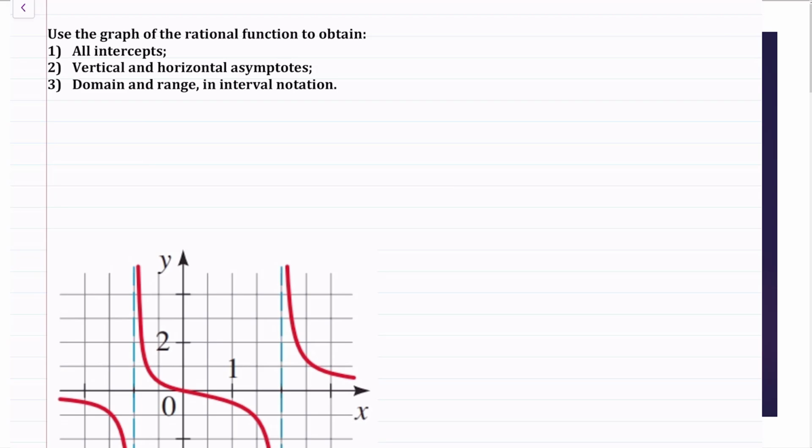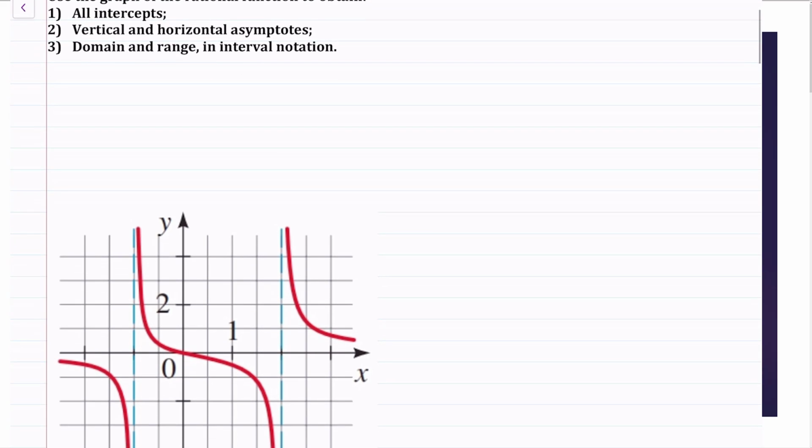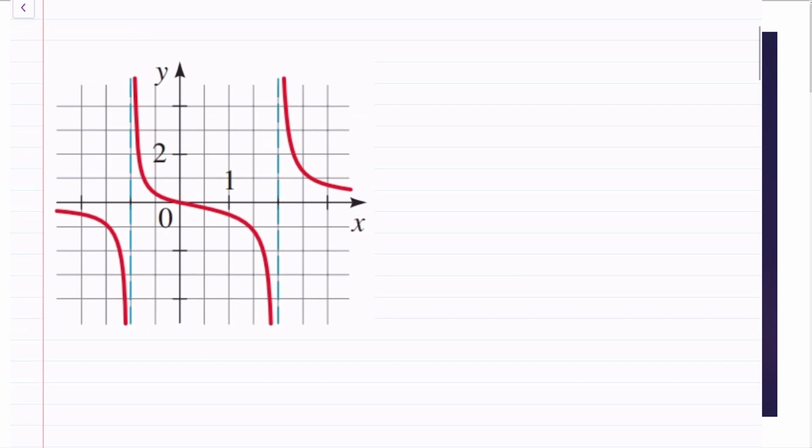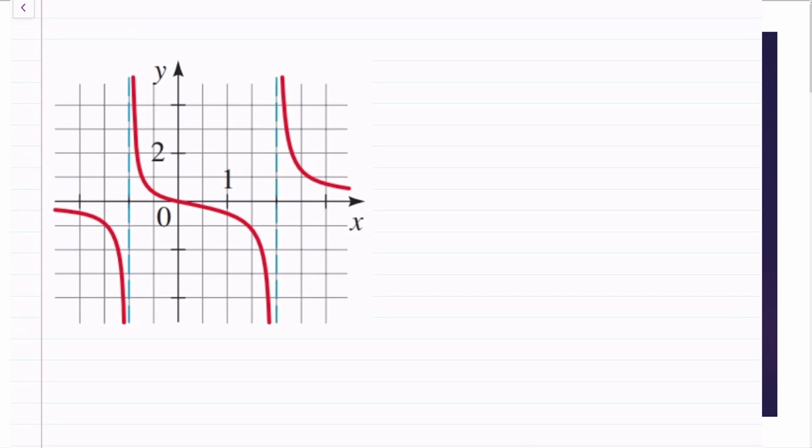So our instructions are: take a look at the graph and come up with the intercepts, that would be both x and y, the vertical and horizontal asymptotes, and give us the domain and range in interval notation. So first example is this one here.